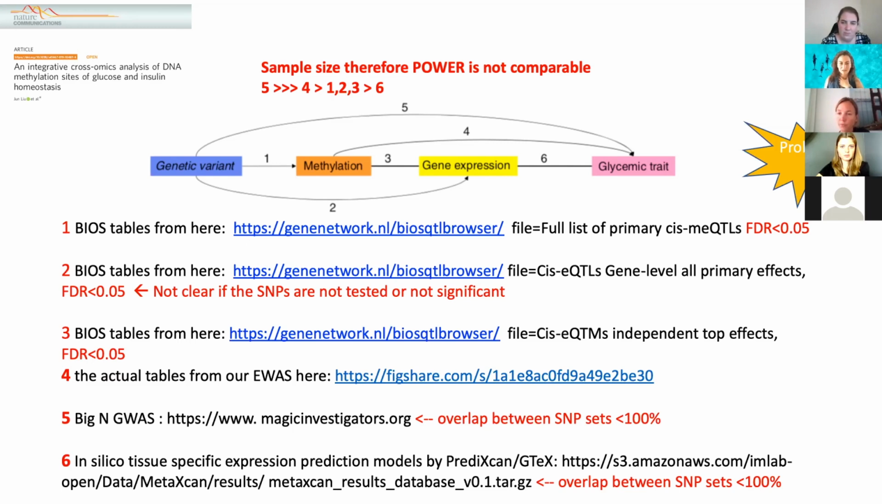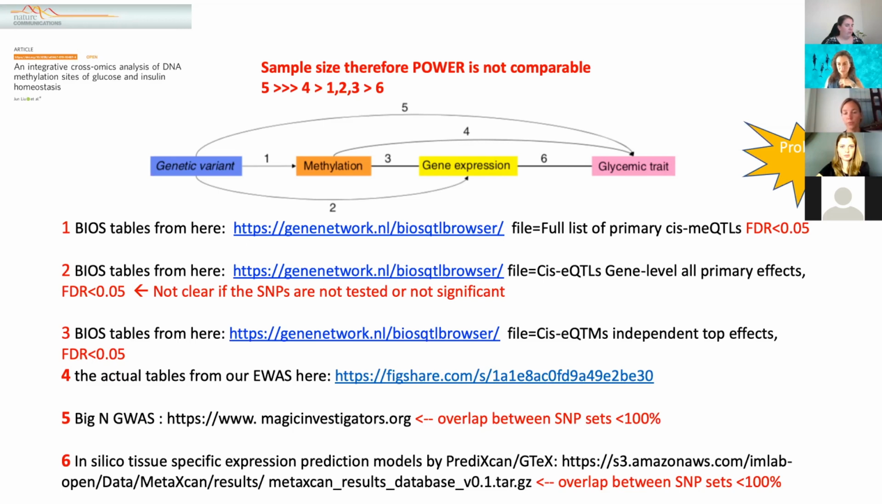Another problem was that sample size, and therefore power, across these analyses is always incomparable. For a GWAS, you have way more sample size than for number 4, which in our case was 4,000. And then you would have the smallest sample size if you go to the tissue-specific gene expression.